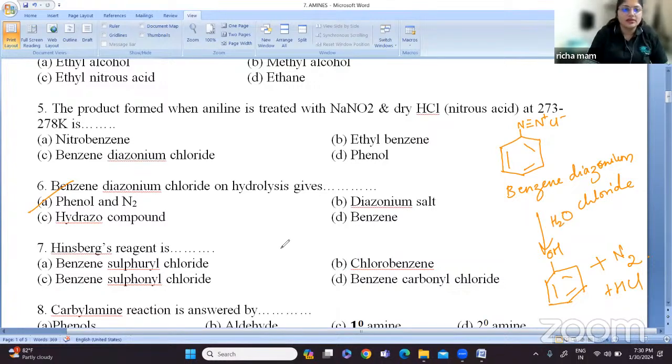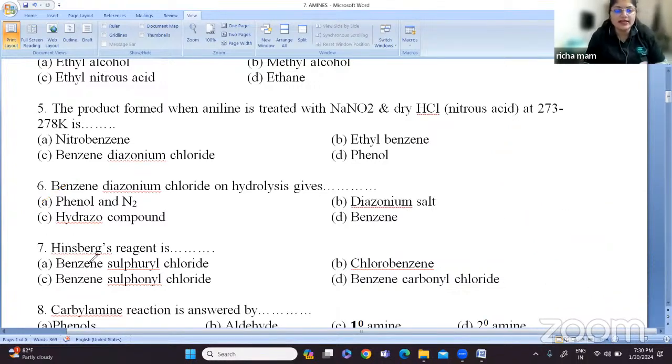Fine. Next one is Hinsberg reagent. What is Hinsberg reagent? Priyanka and Vedvati have answered it as C. Benzene sulfonyl chloride. Yes, good. It is C, benzene sulfonyl chloride. Moving forward. Next question.